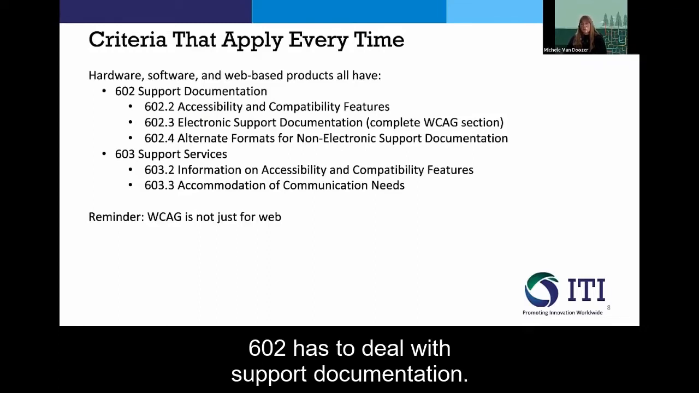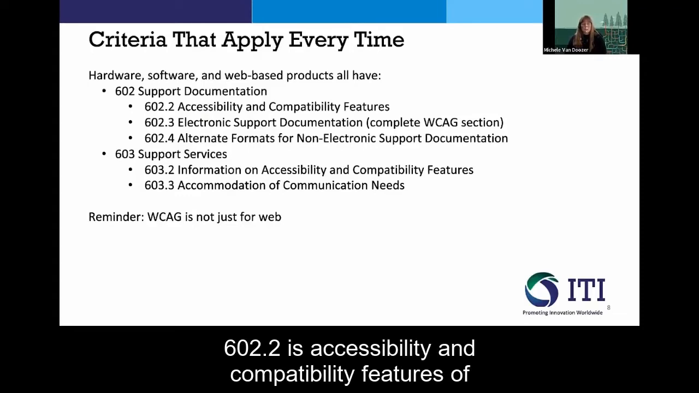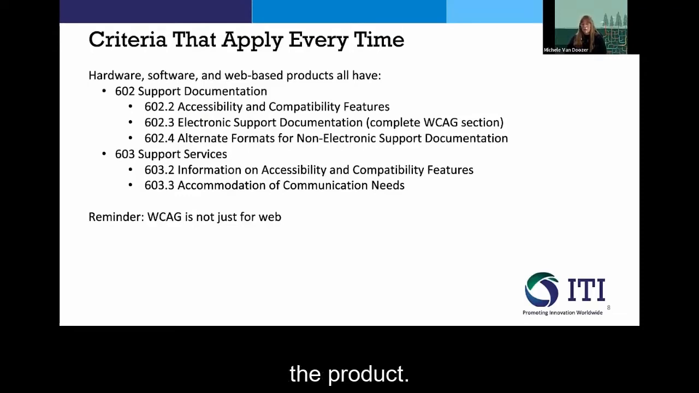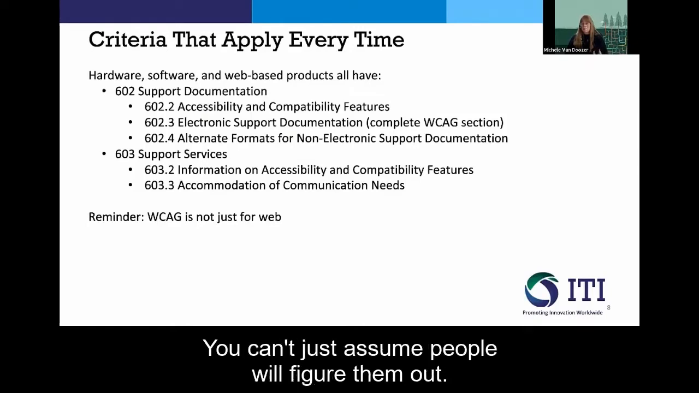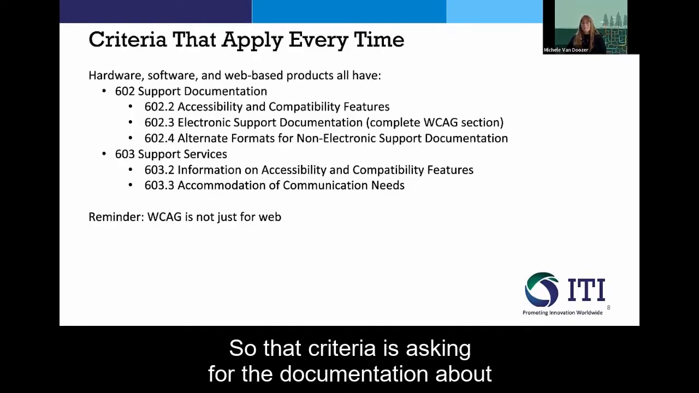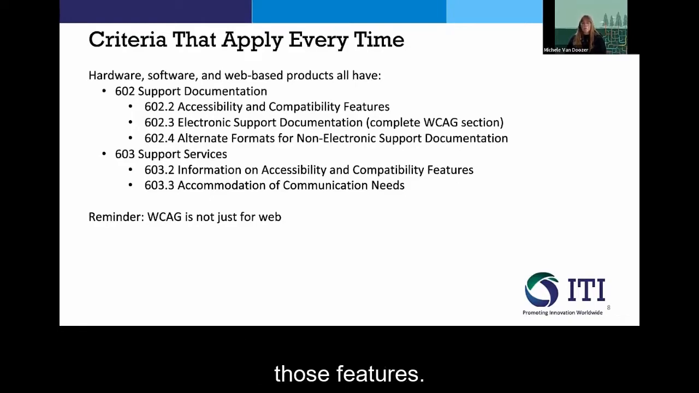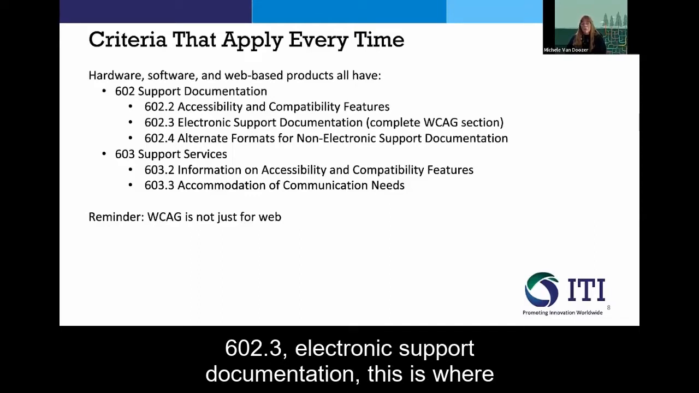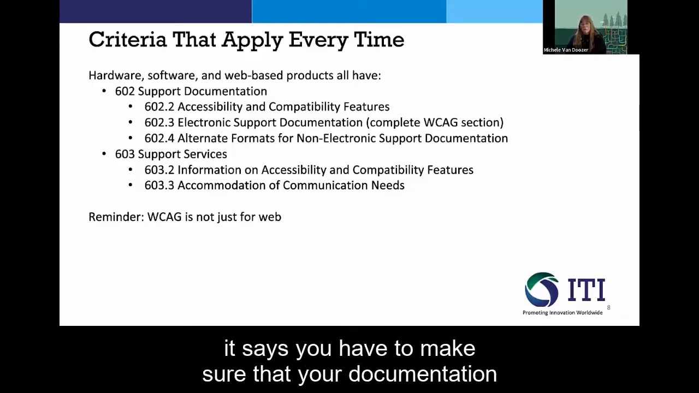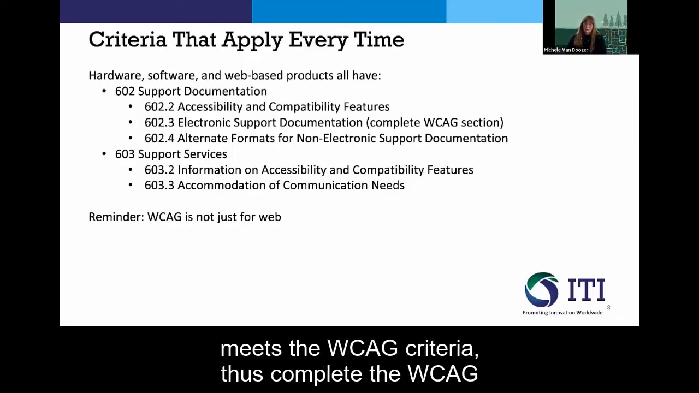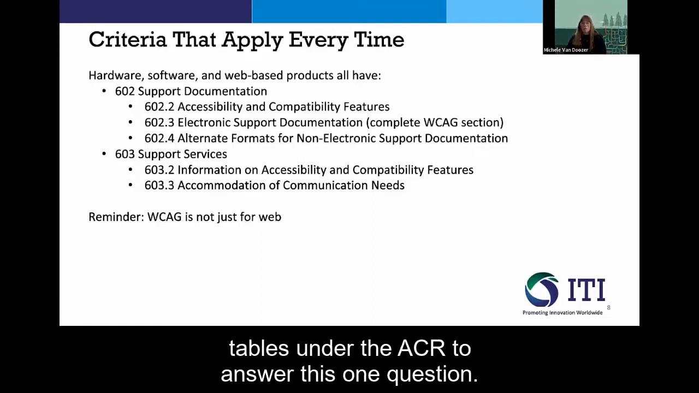602 has to deal with support documentation. 602.2 is accessibility and compatibility features of the product. You have to document how those features work. You can't just assume people will figure them out. So that criteria is asking for the documentation about those features. 602.3, electronic support documentation. This is where it says you have to make sure that your documentation meets the WCAG criteria. Thus, complete the WCAG tables of the ACR to answer this one question.